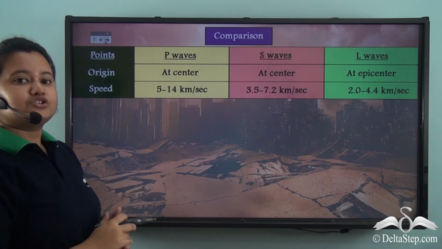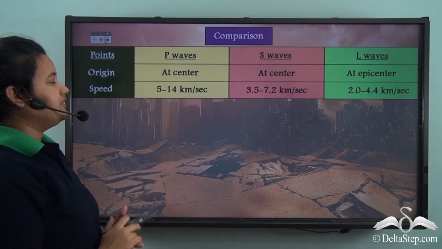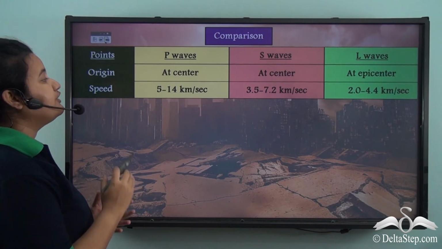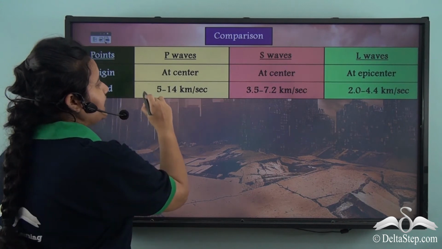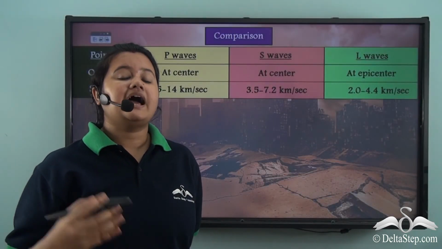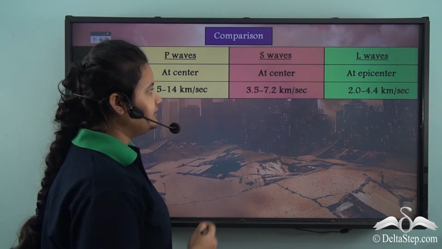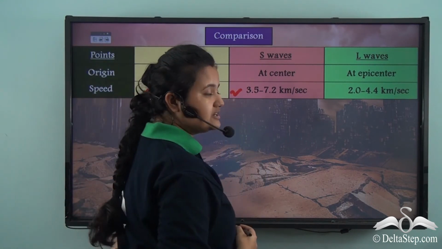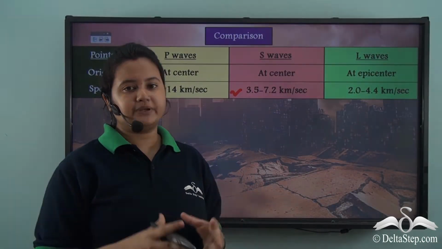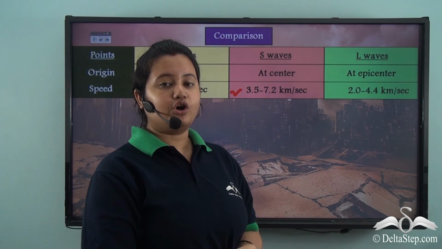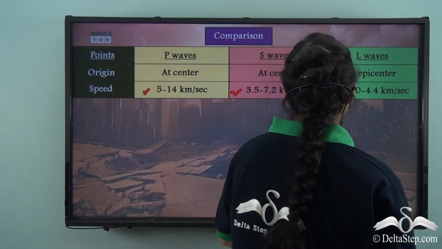The second point of difference is the speed among these waves. P waves travel at a speed of 5 to 14 km per second. S waves travel at a comparatively lower speed, that is 3.5 to 7.2 km per second. Finally, L waves have the least speed. They travel at a speed of 2.0 to 4.4 km per second.